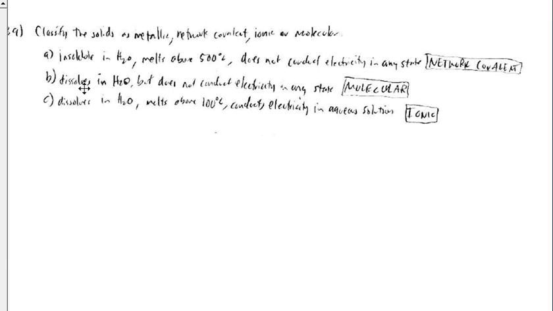For part B, you're told that the substance dissolved in water, does not conduct electricity in any state, and that makes it most likely to be a molecular substance. If it were an ionic substance, it could dissolve in water, but then it would conduct electricity in the molten state, the liquid state. For part C, it dissolves in water, melts above 100, conducts electricity in the aqueous state. That's an ionic substance. And so the one that you're not working with here is a metallic thing that would probably not dissolve in water. It could have a variable melting point, and it would conduct electricity in all states.